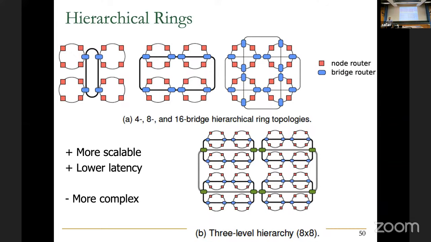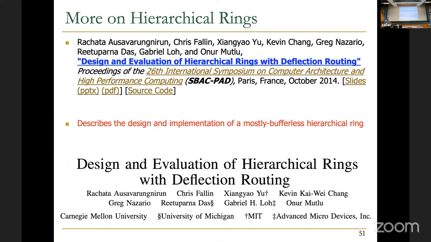So by hierarchical links, you are more scalable and you have lower latency, but it's also more complex, for sure. I mean, of course, the comparison here is against using basically one single ring, right? So it's always good to know the baseline that we are comparing against. Hierarchical ring is more scalable compared to using a single ring to connect all your nodes.